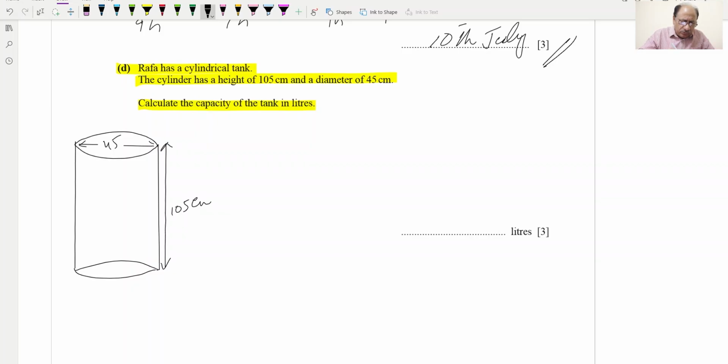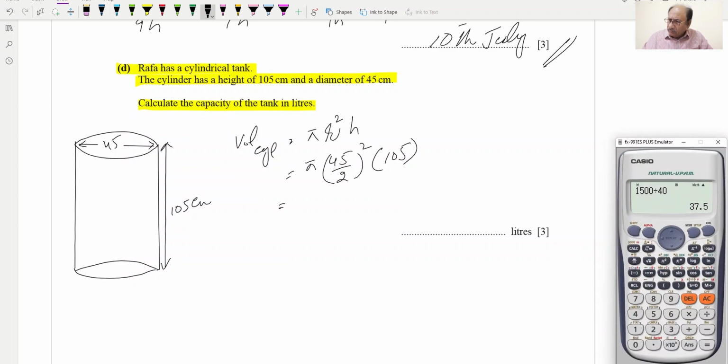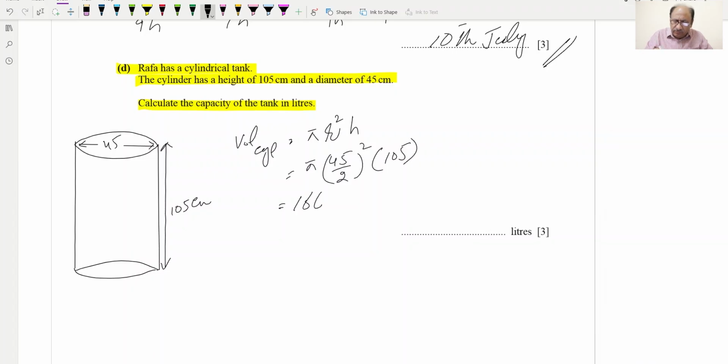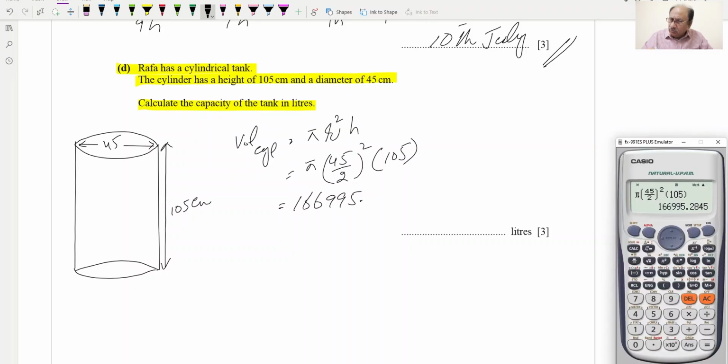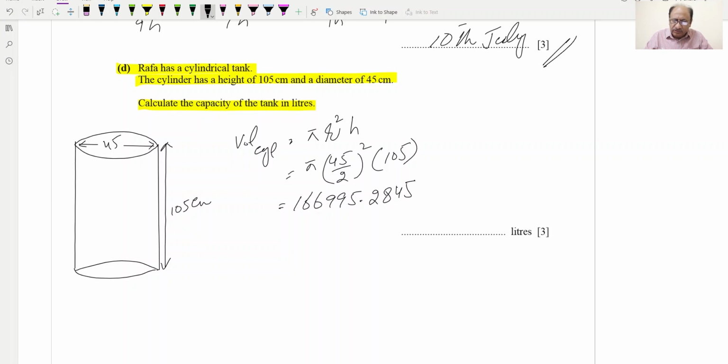So we can show this is the diameter. The volume of a cylinder will be equal to pi r squared h, and the radius will be half of 45. So we can write pi into (45 by 2) squared into h, which is 105, and we calculate this. It results in decimals, 166995.2845. This is our calculator number, but they are saying the capacity is required in liters.